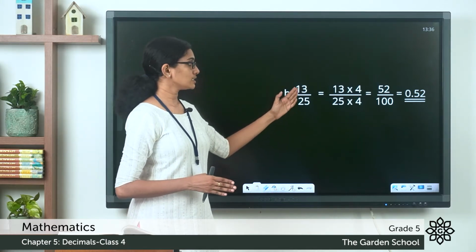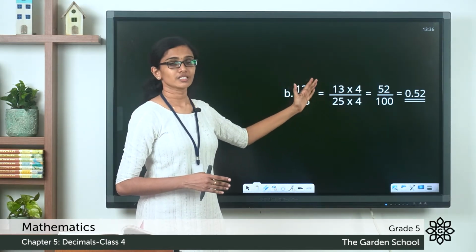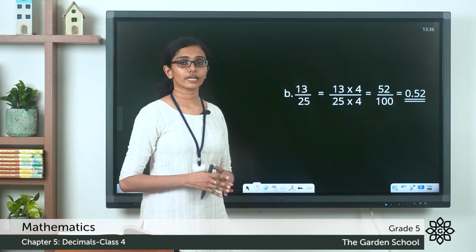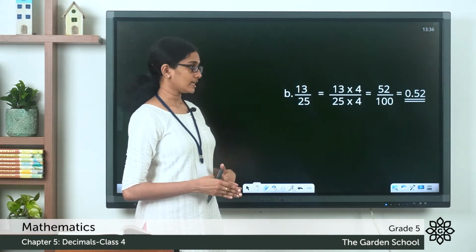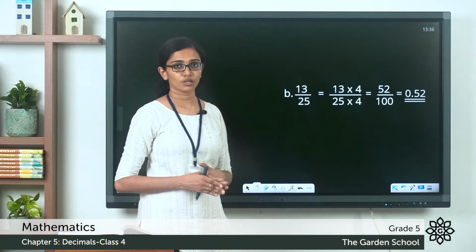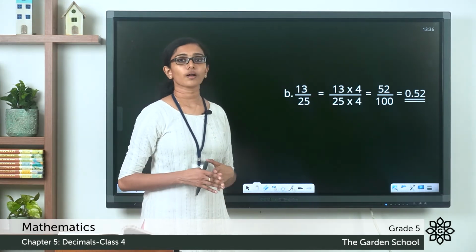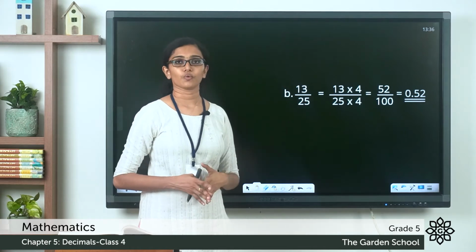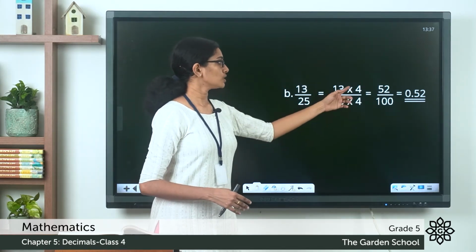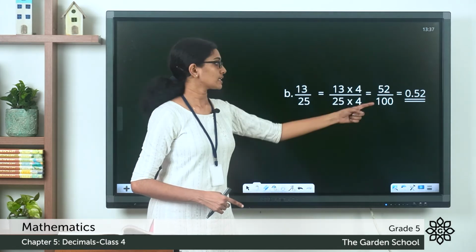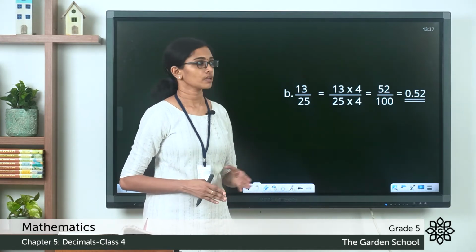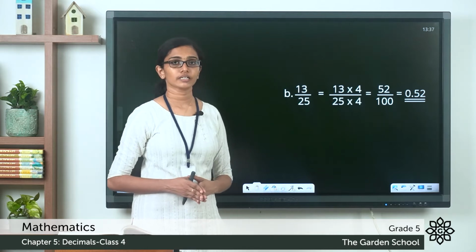So since we are changing it to equivalent fraction, let's make sure we multiply both the numerator and the denominator with the same number. So doing that, we get 13 by 25 is equal to 13 into 4 by 25 into 4. And that is equal to 13 into 4 is equal to 52 and 25 into 4 is equal to 100. And what is 52 by 100?